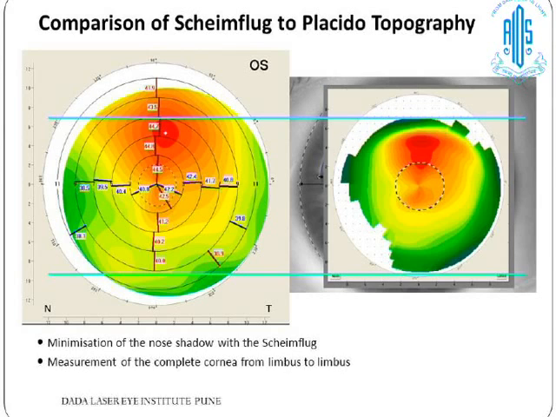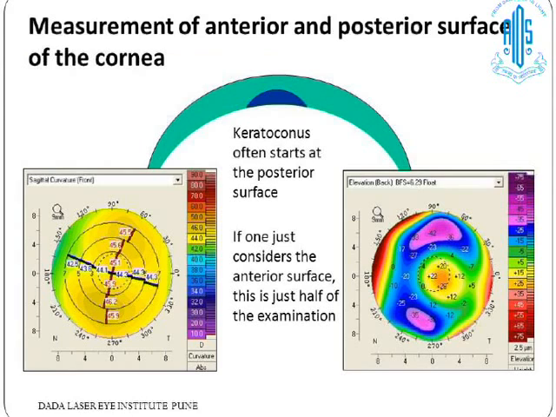And basically you get nasal shadows in topography because of a slice of the cornea. In Scheimpflug image, you get limbus to limbus clear readings all throughout. Now if you see, this is what we are talking about, this is how a normal cornea will look, but if you see the posterior surface, that's where the keratoconus starts. You will start getting signs here, which you would not get with any anterior topographer. You need to have a Scheimpflug image.